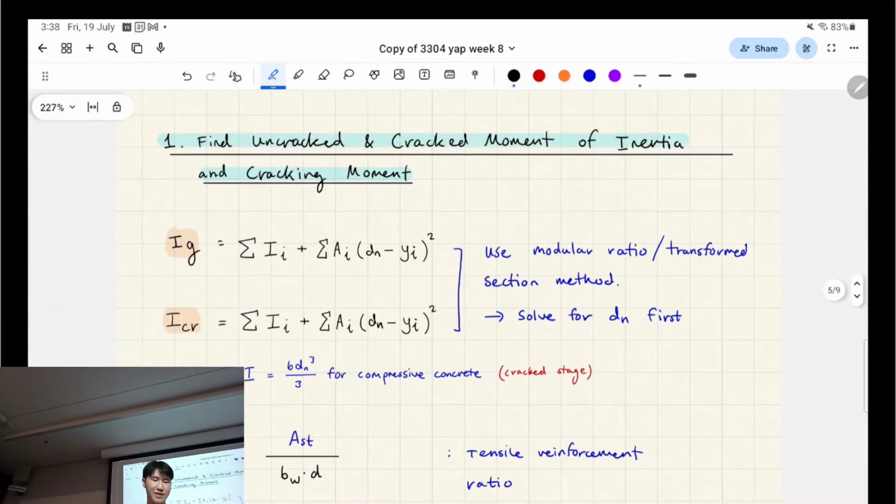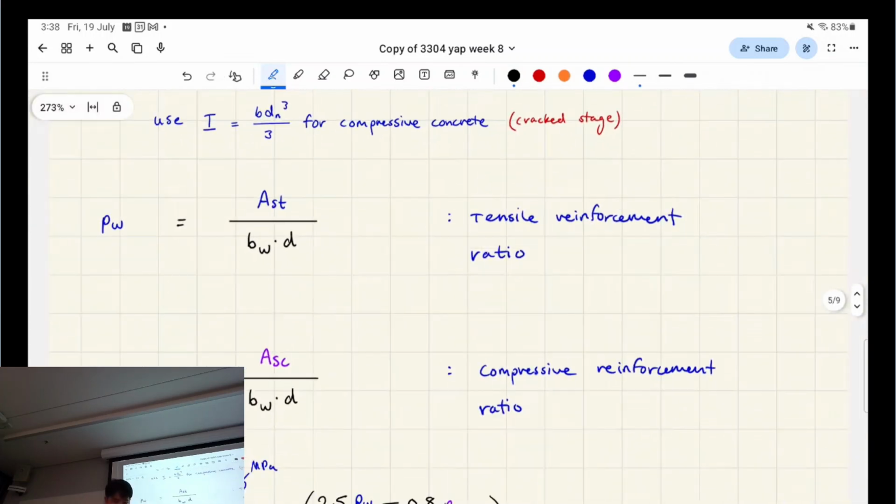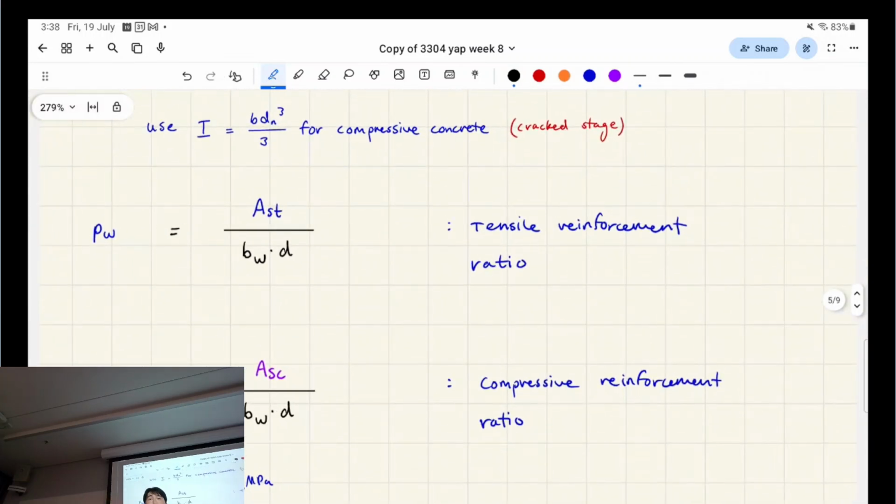Okay. So that's the first step. You calculate Ig, you calculate Icr, I cracked, right? Okay, these are new, but they're actually fairly simple concepts, right? So this is called the tensile reinforcement ratio, and this is called the compressive reinforcement ratio, right? So let's break this down, right?